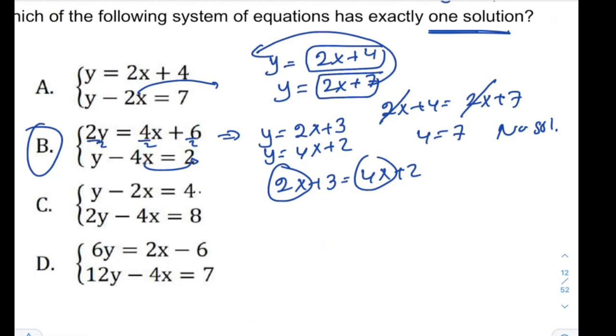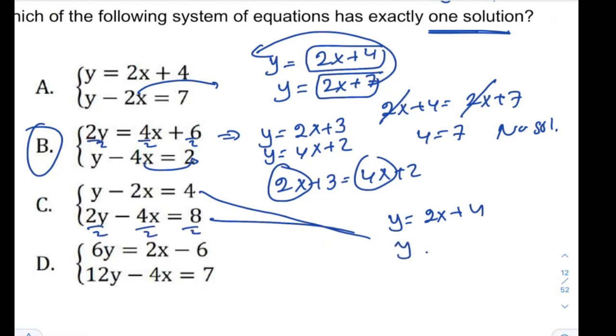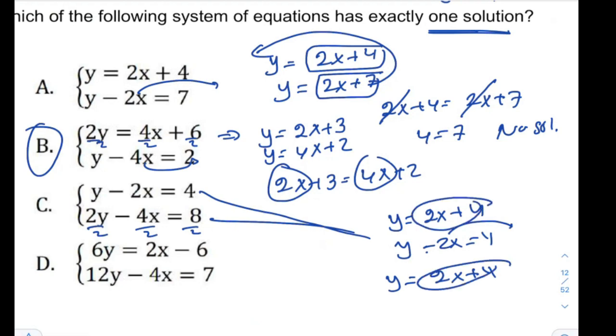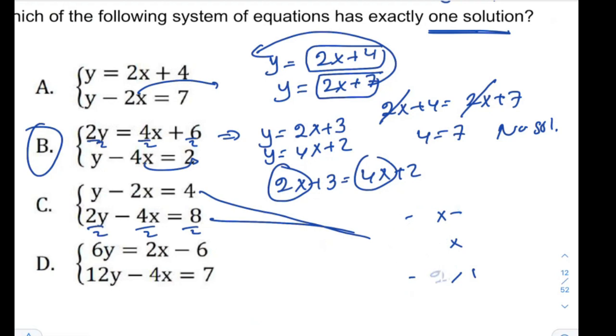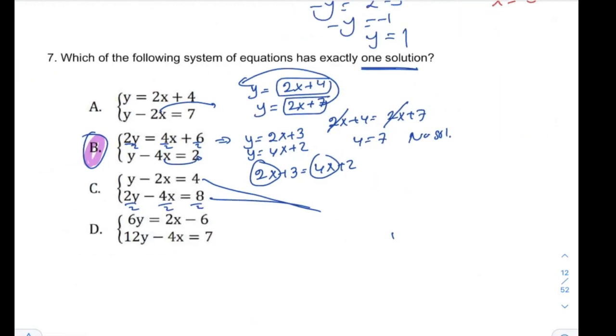Let's check the c, by the way. This will be y equals 2x plus 4. For this equation, it will be y minus 2x is 4, and you push the equation there, so it will be y equals 2x plus 4. That means we have exactly the same equations. That means infinitely many solutions. So here in this question, we reviewed all the possibilities, but the answer is B, only one solution.